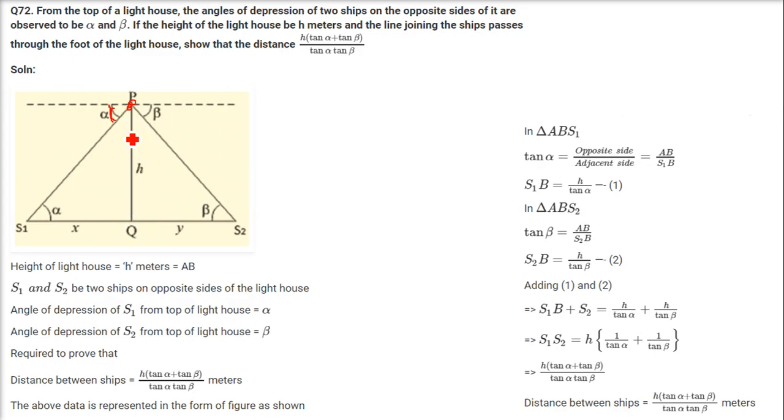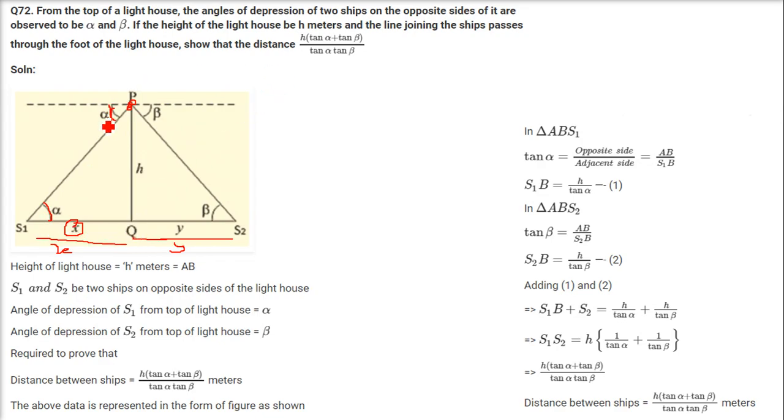The height of the lighthouse is h meters, so this is the height h meters. And the line joining the two ships passes through the foot of the lighthouse. So the line joining here is passing through the foot of the lighthouse. We have to show that the distance between the ships is this one. So what we will do, we'll find x from here to here, and this will be y. So we'll add x and y, and then this is the distance between them.